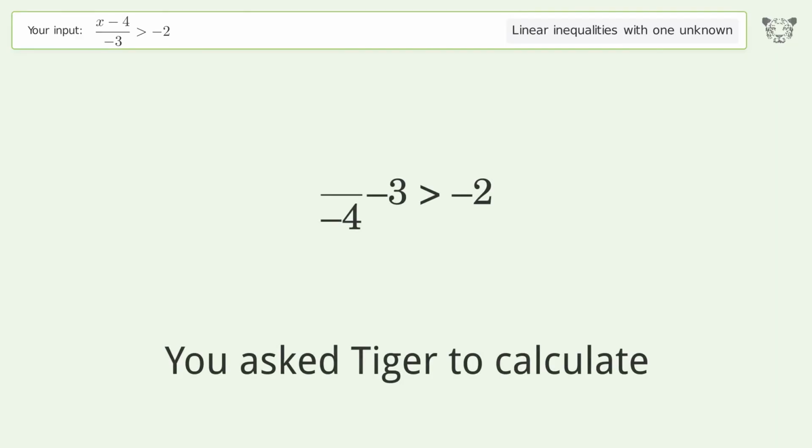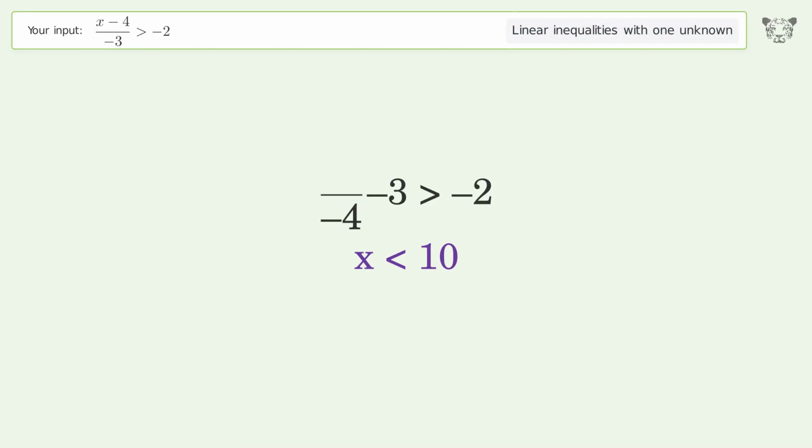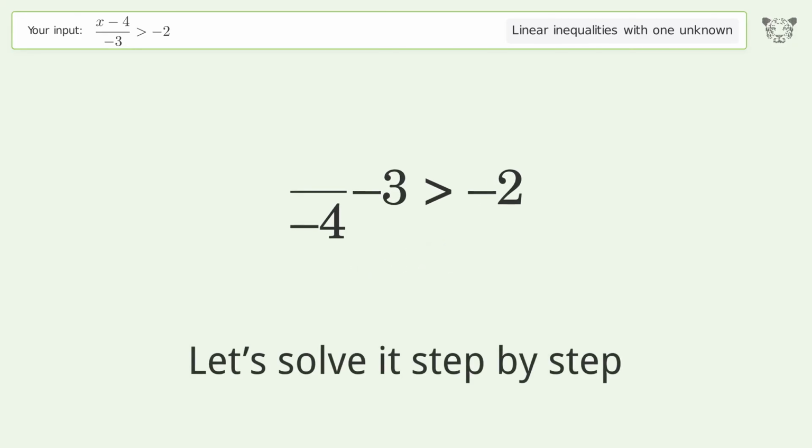You ask Tiger to calculate. This deals with linear inequalities with one unknown. The final result is x smaller than 10. Let's solve it step by step.